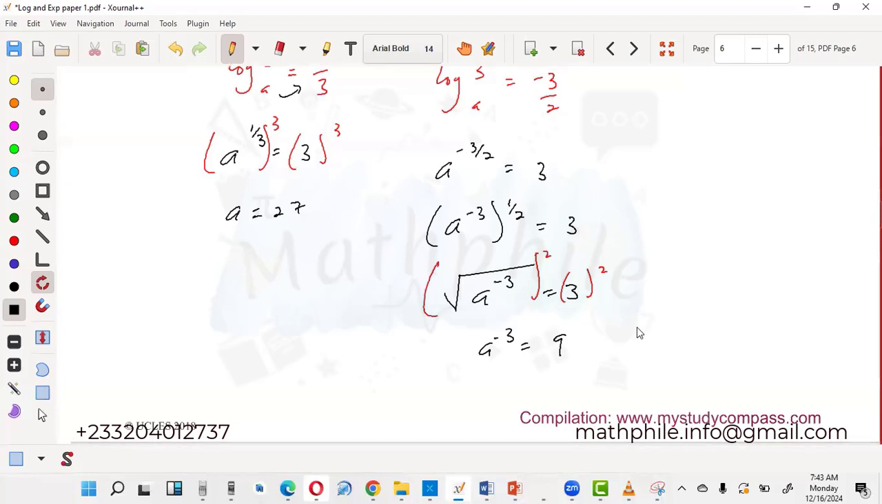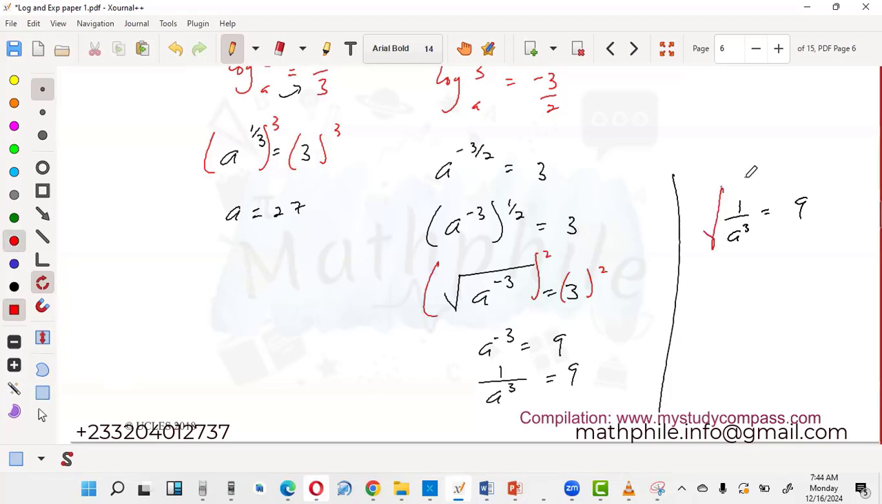So A raised to the power minus 3, is it the same as 1 over A cubed? It's the same as 1 over A raised to the power 3. Which will, take the cube root of both sides. Honestly, I don't know what I'm doing. But you're not wrong. So far you're not wrong. It's just that you're taking too much time for this. Cubic root of 1 is 1, cubic root of A cubed is A, and cubic root of 9 is cubic root of 9.